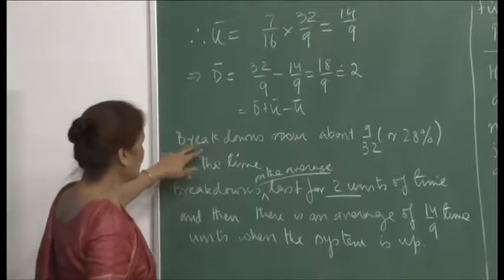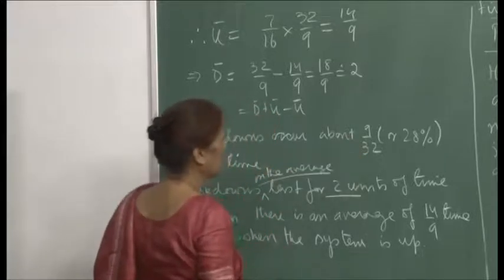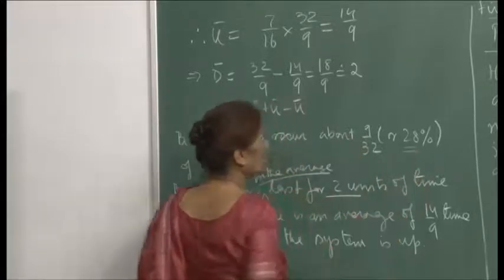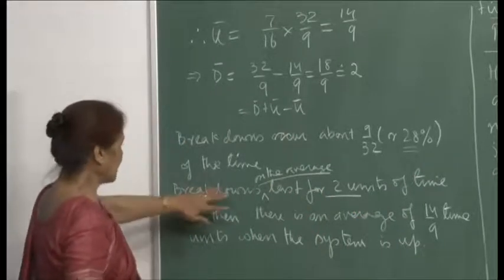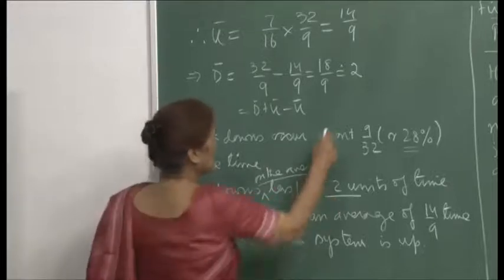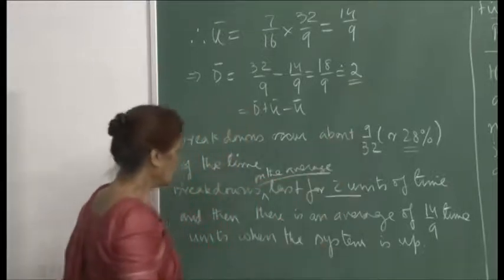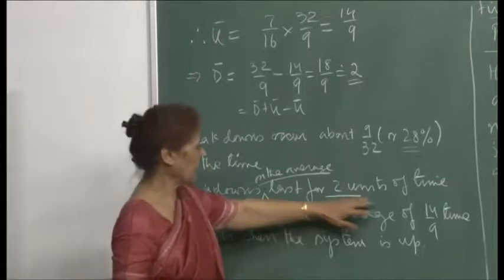The first was, what is the rate of breakdown? So, this is 9/32, or 28% of the time the breakdowns occur. Okay. And then the breakdowns on the average last for 2 units of time. Okay. So, that means, once the system is down, it will remain down for 2 units of time.